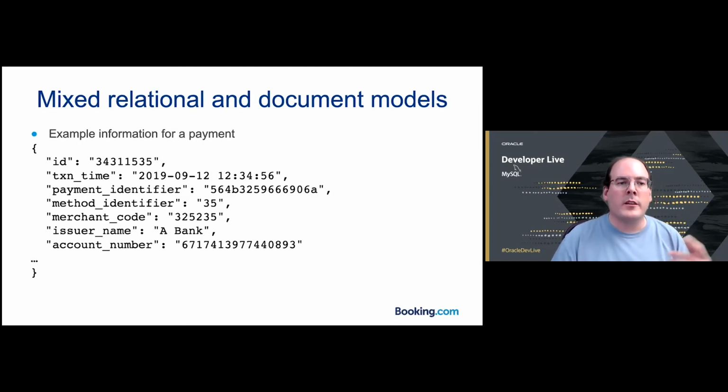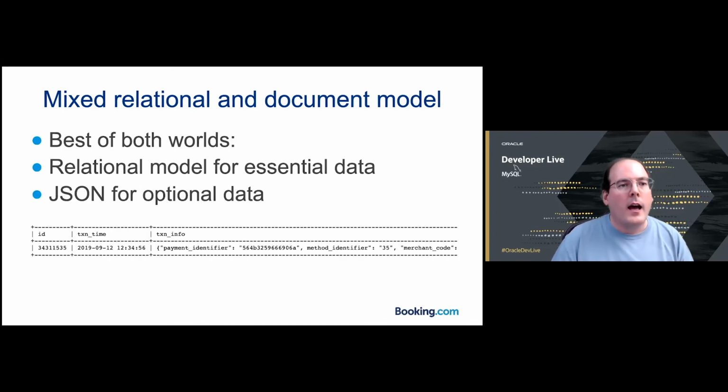So here, for example, is the JSON that you might get back from a payment provider if you are whoever's handling your credit card payments. You get back a blob of JSON with all sorts of things in it. If you want to have the best of both worlds, you can split this data into the stuff that you really care about, that you want to index, that you want to have perhaps enforced that it's not null, and put this in the relational part of the model over there.